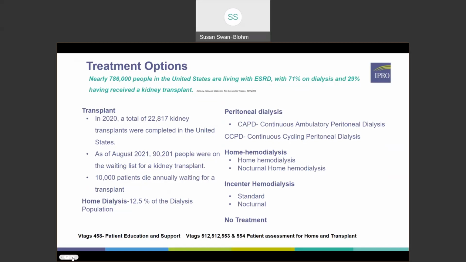Nocturnal home hemodialysis and CCPD provide the greatest number of hours of dialysis weekly, allowing for relaxed fluid and food restriction, better electrolyte balance, fewer comorbid dialysis complications, and better lab results, leading to the patient feeling better and having more energy. In-center hemodialysis offers two treatment options: standard 3-time-a-week dialysis and nocturnal hemodialysis.